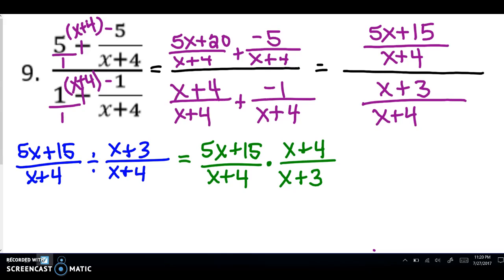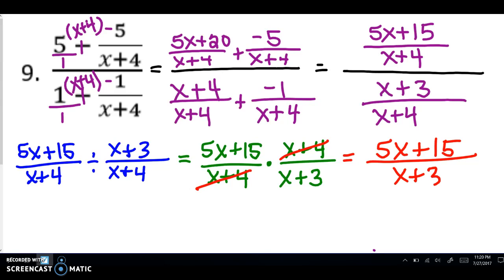All right, now we can look for what we can cancel. I can cancel out the x plus 4s. So now I'm left with 5x plus 15 over x plus 3. Now be really careful because 5x plus 15 has a GCF, so we need to continue factoring on this one.